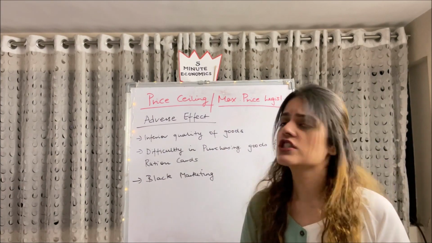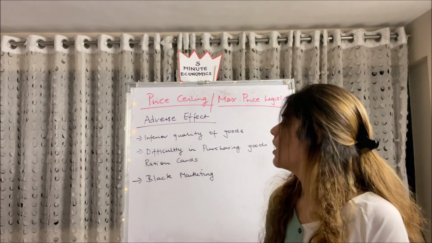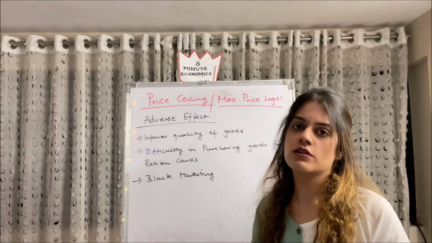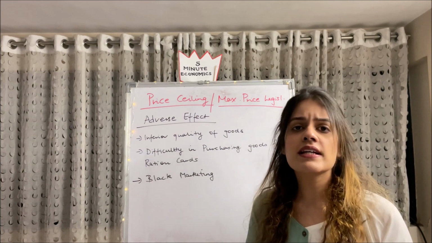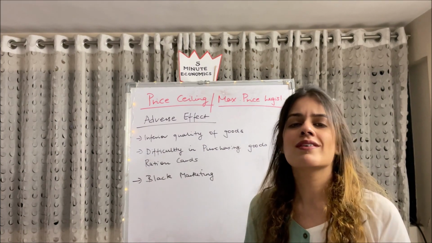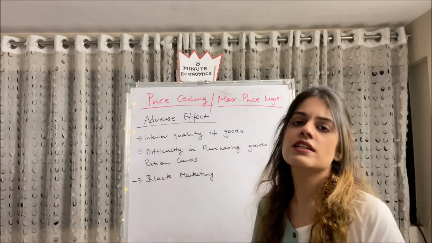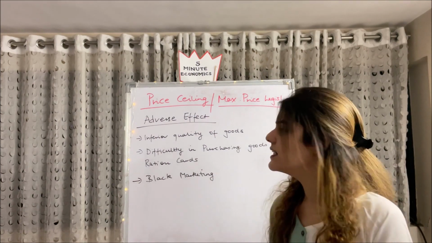Number two, difficulty in purchasing goods from ration shops. It's not easy for one to purchase goods from ration shops, because what might happen, there are long queues, sometimes unavailability is there, sometimes people cannot purchase the goods, so that might be shortages and difficulty in purchasing goods from ration shops. Thirdly, black marketing.